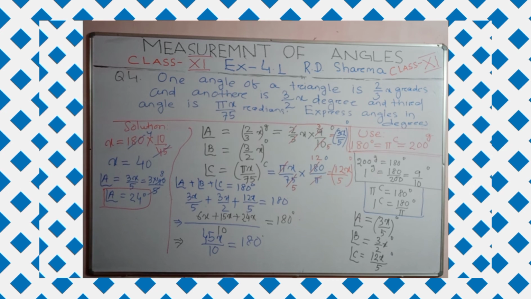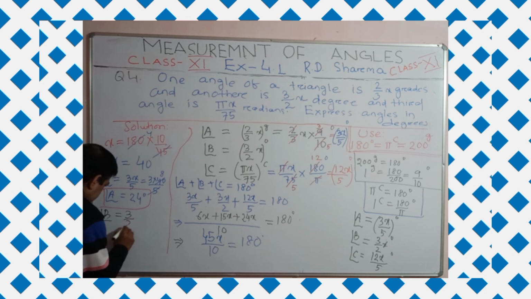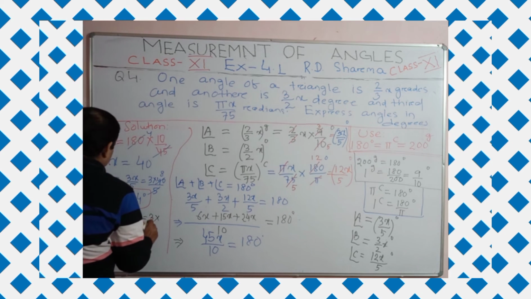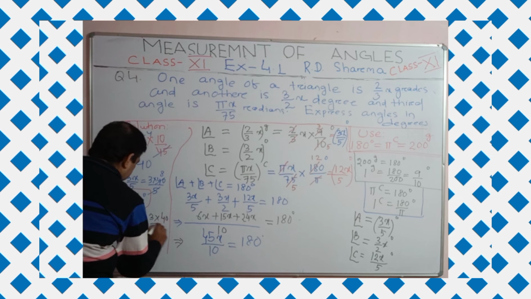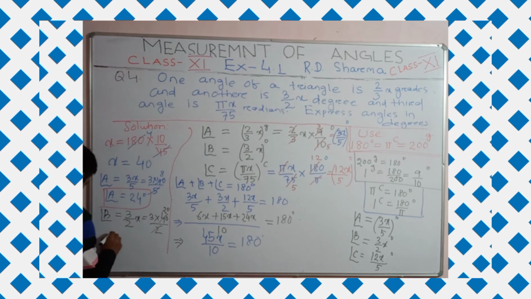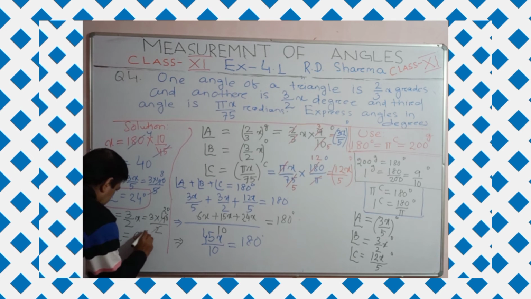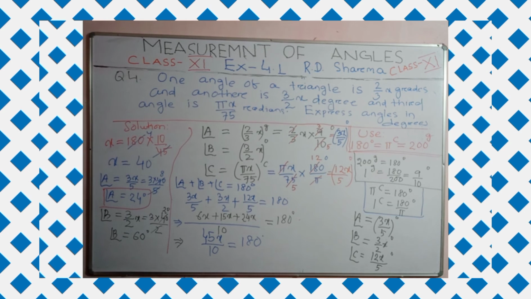Then angle B. Angle B is equal to how much? 3 by 2x, that is equal to 3 into the x value 40 by 2. We cancel here. So angle B will be 3 times 20, which is 60 degree. Okay. Understand?